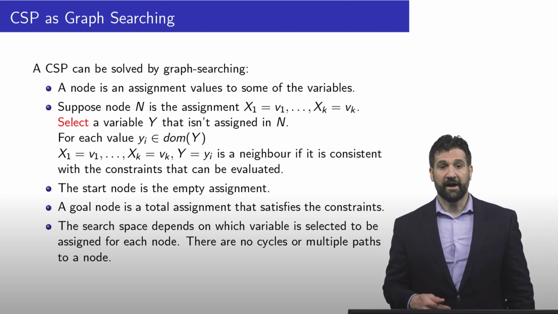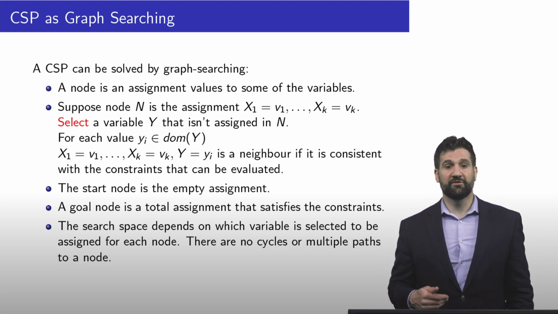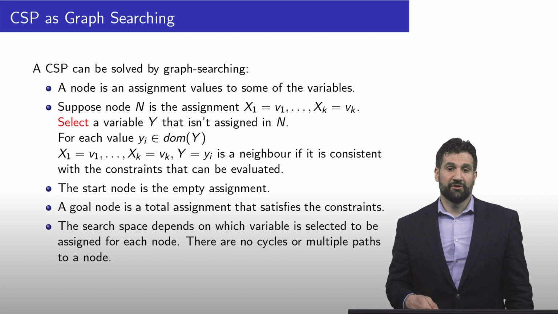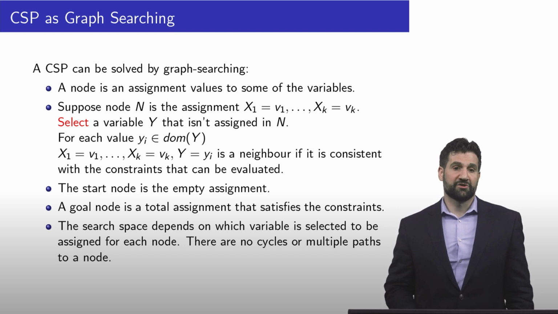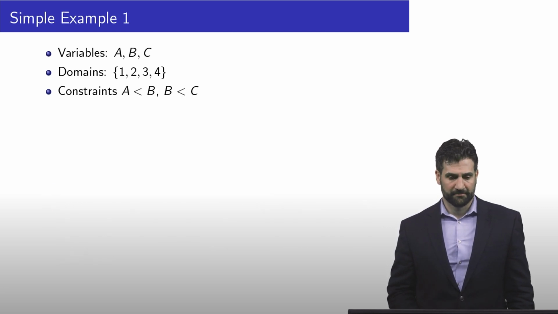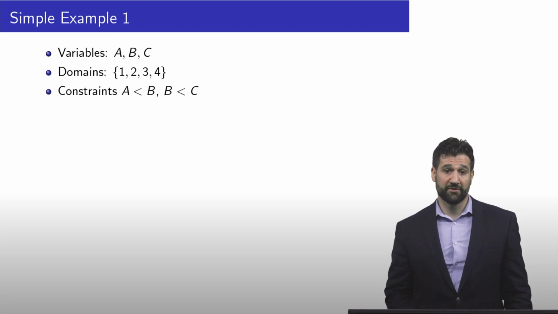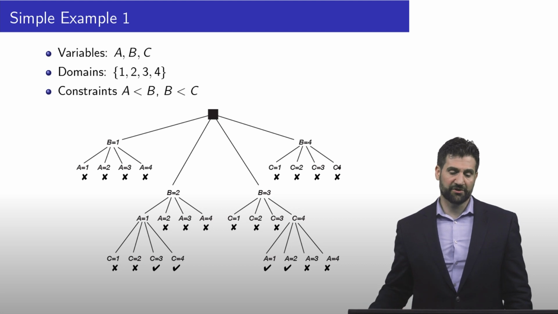So now the search space depends on which variable is selected to be assigned for each node. Now, there would be no cycles or multiple paths to a node in this way. So let's go back to our simple example of A, B, and C. Each can have a value between 1 through 4, the natural numbers, and we have the constraints A less than B, B less than C. And this is what the search tree looks like.